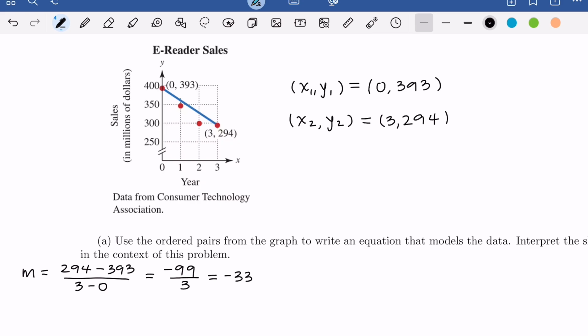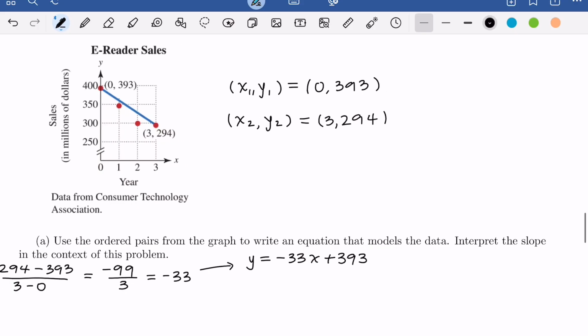So with this information, we can easily write an equation. Using our slope-intercept form, we know our slope is negative 33, and then our intercept is going to be this guy, because here our x value is 0. So on the y-axis, we have this y-intercept of 393.